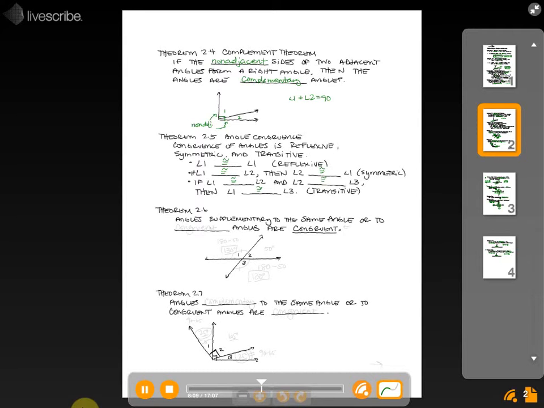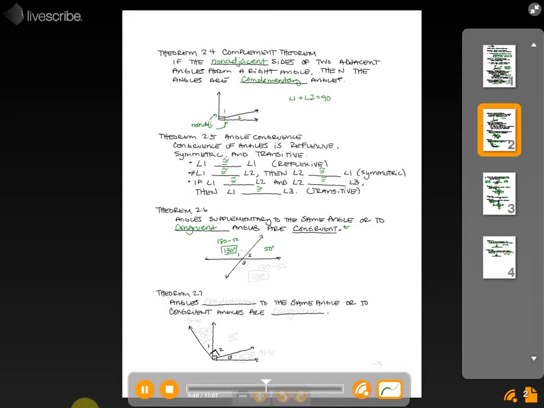Theorem 2.6. Angles supplementary to the same angle or to congruent angles are congruent. What this means, let's say that angle 2 here is 50 degrees. Notice angle 1 and angle 2, they make a straight line. Since they make a straight line, I can figure out angle 1 by doing 180 minus 50, and I get 130 degrees. So there's angle 1.